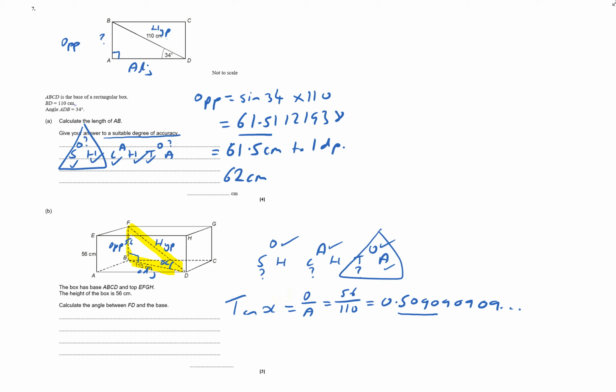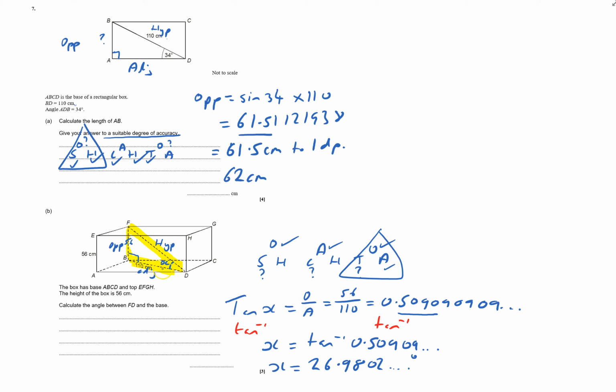We don't want to know what tan x is, we want to know what x is, so I'm going to have to inverse tan that. I'm going to have to inverse tan this side as well, and so that will say that x equals tan to the minus 1 of 0.50909. I could use the answer button, and that says that x equals 26.9802 degrees, and I'm going to give this to a suitable degree of accuracy.